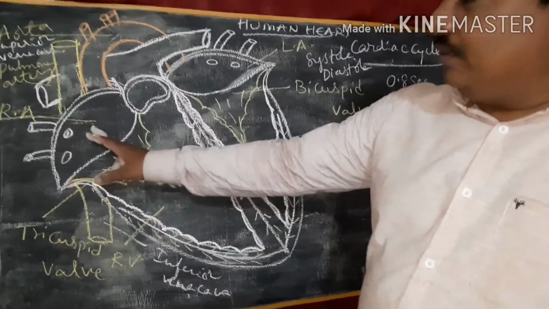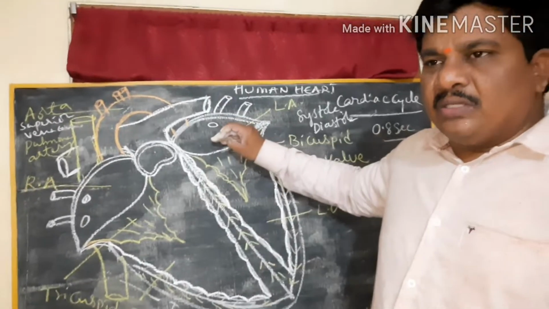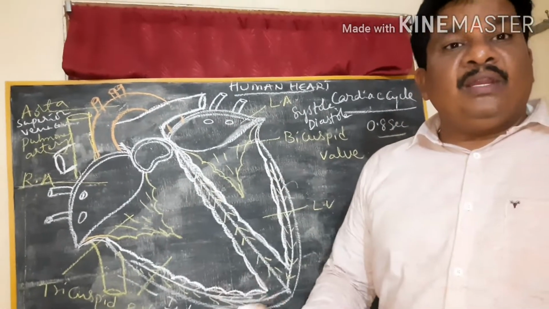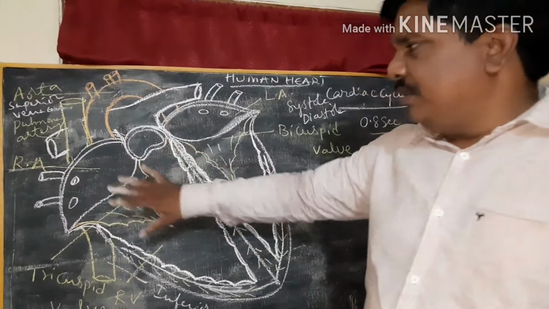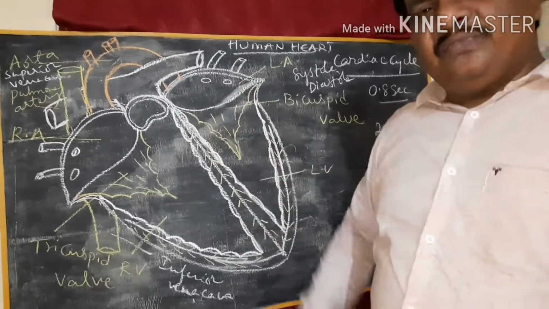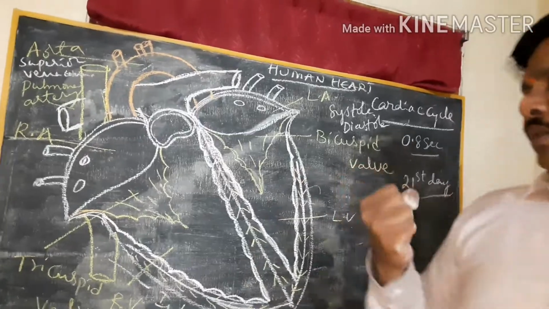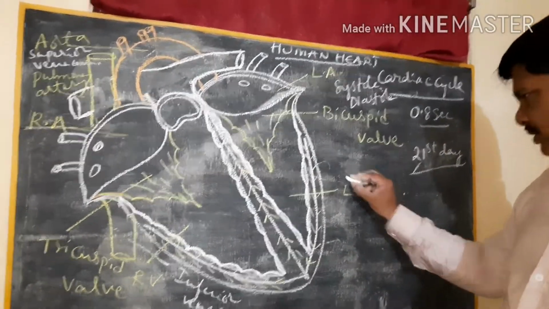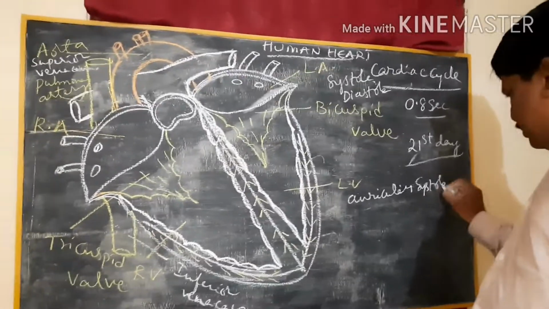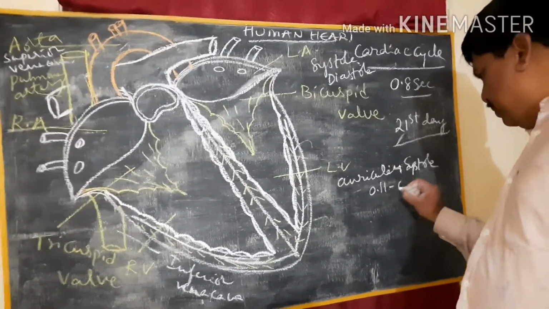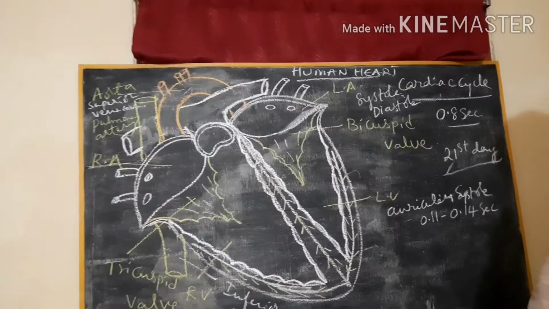Friends, from the right auricle, the deoxygenated blood enters the right ventricle. From the left auricle, the oxygenated blood enters the left ventricle when the auricles contract. So the first stage is that the auricles contract. Why? Because the auricles are filled with blood. The right auricle is filled with deoxygenated blood and the left auricle with oxygenated blood. Now they contract. This is the auricular systole, and it takes 0.11 to 0.14 seconds.